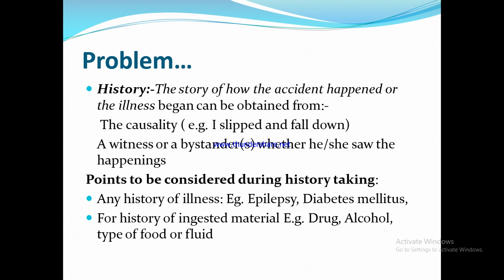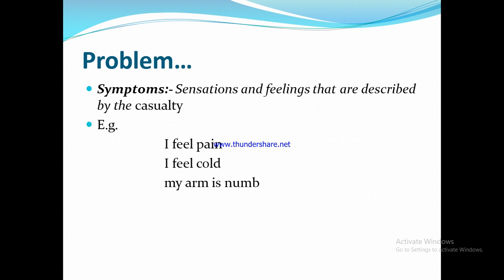Points to be considered during history taking may include any history of illness, even for an unconscious casualty. For an unconscious casualty, check if he has a history of epilepsy, or if he is a diabetes mellitus patient, and any history of ingested material, type of food, drug he took, or alcohol consumption, which can give you a clue about what to do and what to imagine.